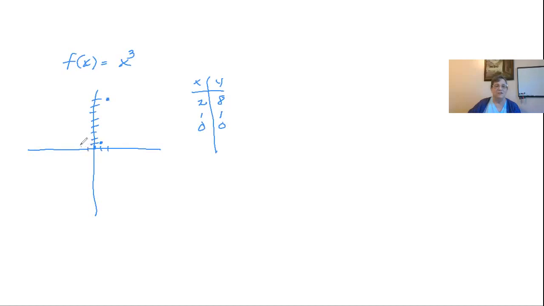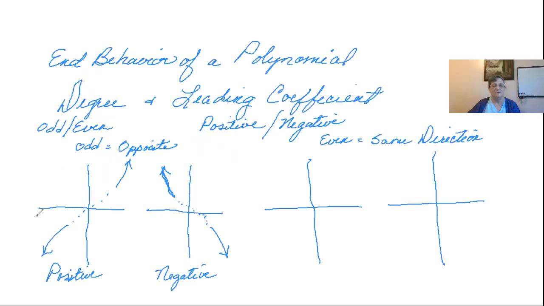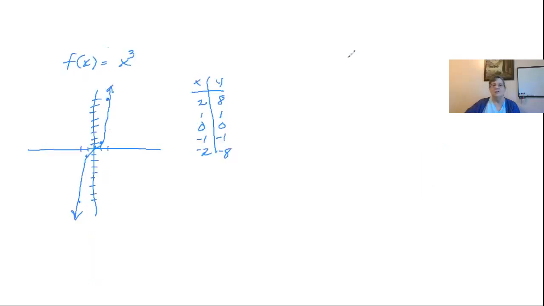And then if we go in the negative direction, if we go with -1 and -2, those numbers cubed are -1 and -8. So here and here, so the graph looks something like this. So the end behavior, this is a positive coefficient, 1. So if we go back and look, it's fitting this pattern. Odd degree, positive coefficient.